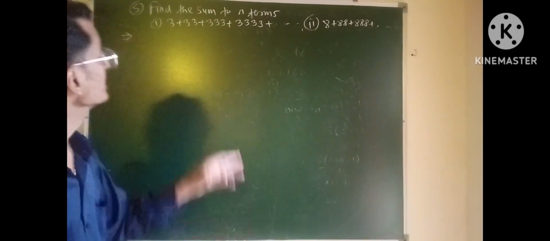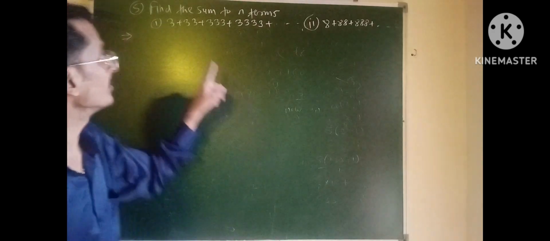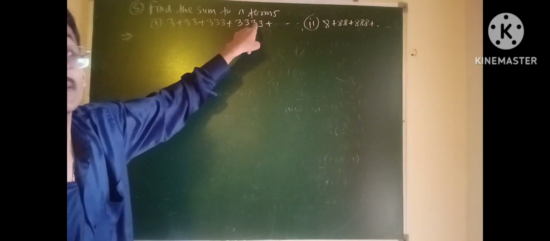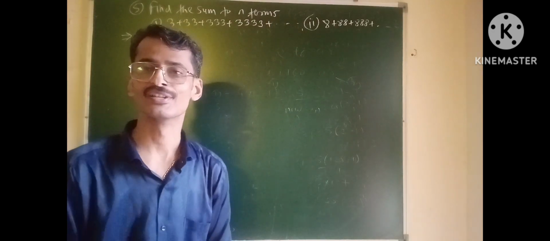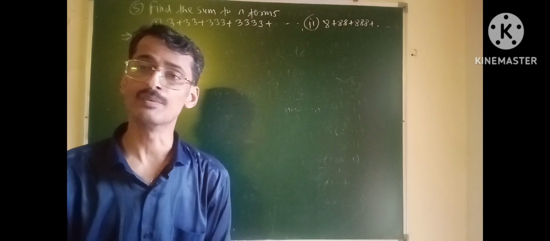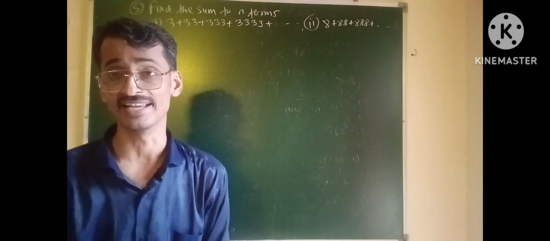Now the question is, find the sum to n terms. That means we want Sn of this sequence: 3, 33, 333, 3333. So how can we find the sum? First check whether these given terms are in AP, GP, or some HP.